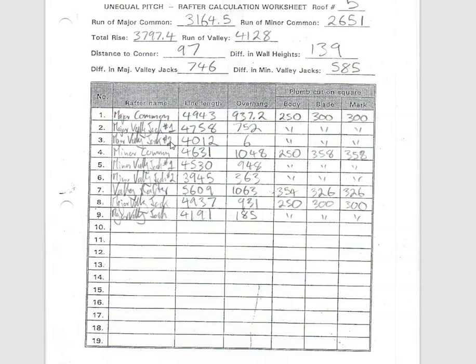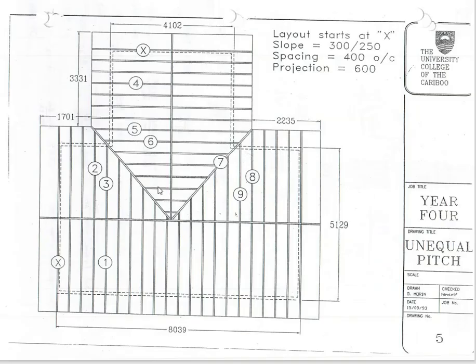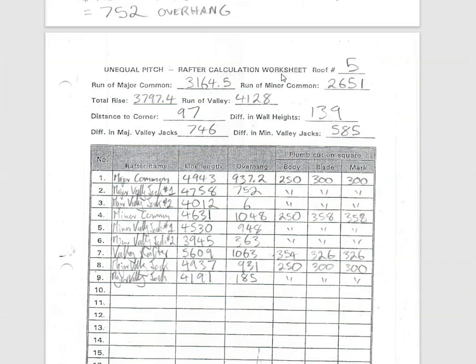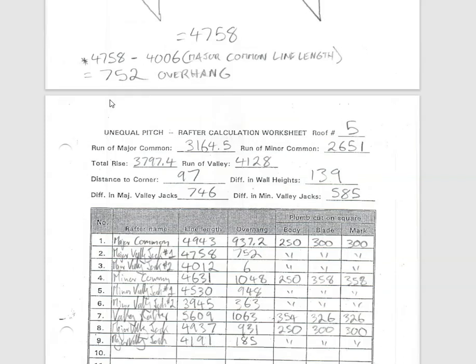Major valley jack number 2 will be rafter number 3. And this is pretty simple. You've already calculated the common difference in major valley jacks. And this is where it's handy to put all this in up here as well. You get all that information, put it in here. All you need to do is take that 4758, subtract the difference in major valley jacks, and there's your length of the major valley jack. And in the same way that we did this here, we're going to take that number, 4012, subtract 4006, distance to the building, and we get an overhang of 6 mil.